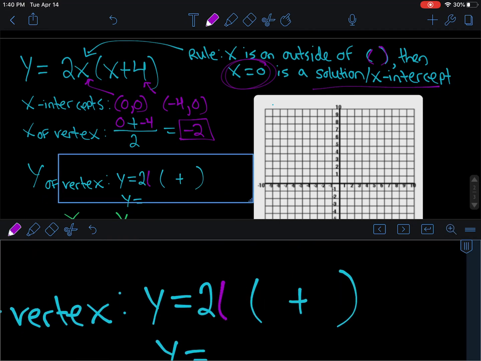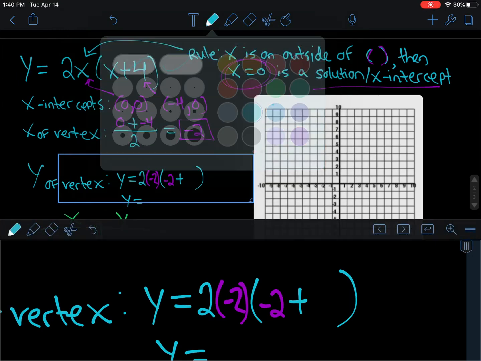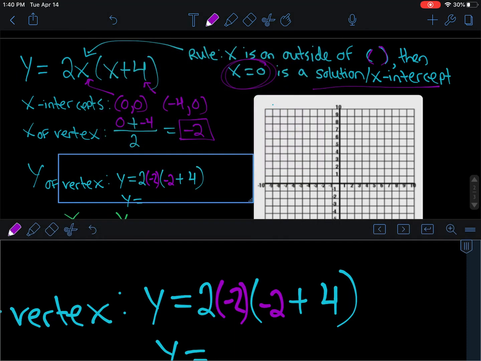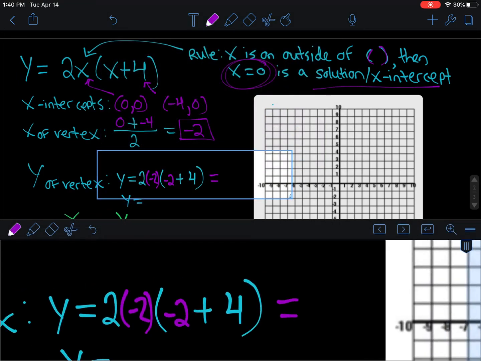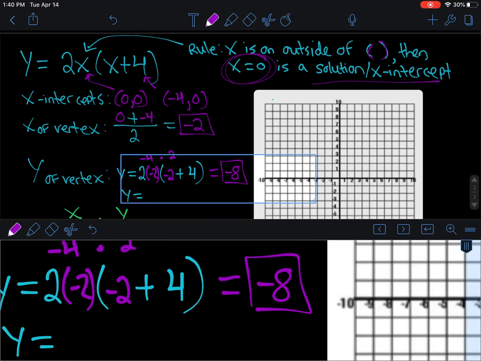Again, you might need to put an extra set of parentheses here when you plug in the x right there. So it'd be -2, and then I forgot to put +4 there. They should be the same color to be consistent. There you go. All right, and then again, you can use decimals.com to help you plug that in if you need to. But I'm going to just do it by hand. It'd be -4 times 2, which is going to be -8. So the vertex is going to be (-2, -8).